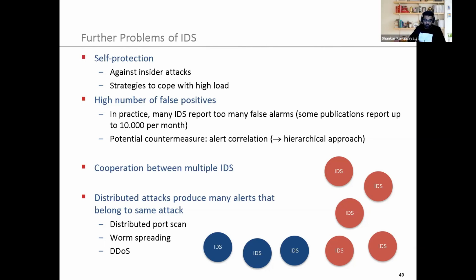And as I mentioned, distributed attacks may produce alerts that belong to the same attack. For example, distributed port scan, worm spreading, and DDoS can actually be of the same attack, but then you will actually see them as different alerts in your network.